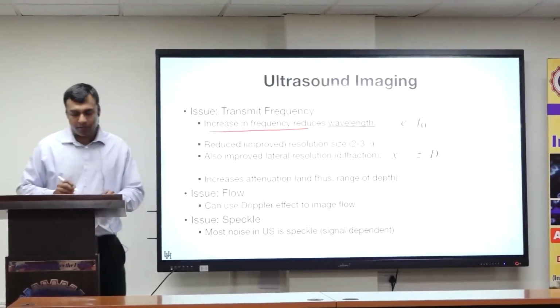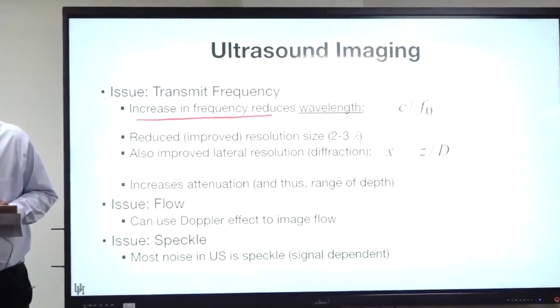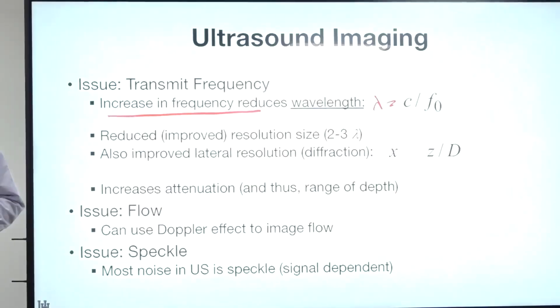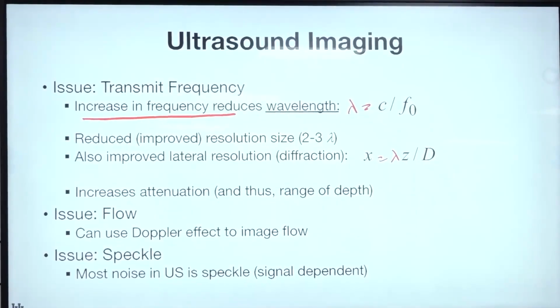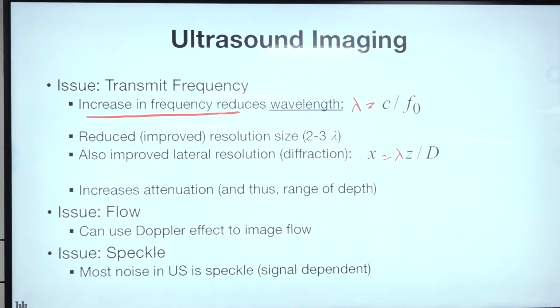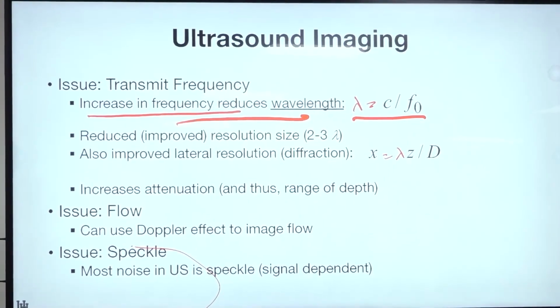So here is the relationship between wavelength and frequency. Sorry about the typo here. Basically, the wavelength of light is essentially what determines resolution. You can improve the resolution by increasing the frequency. Increasing the frequency reduces the wavelength and therefore improves the resolution.